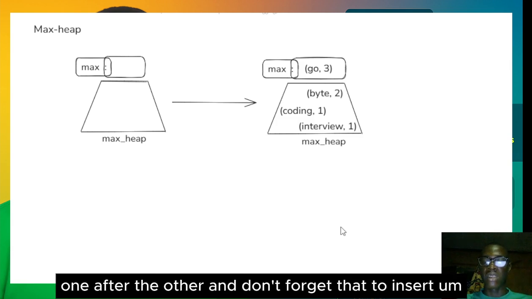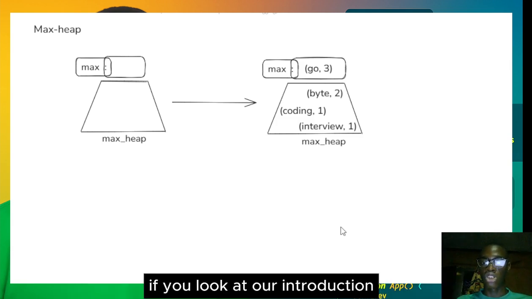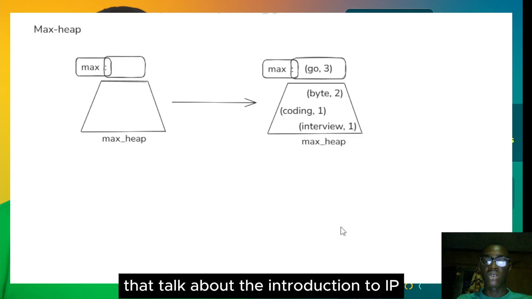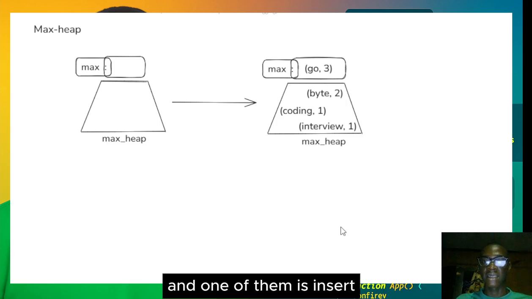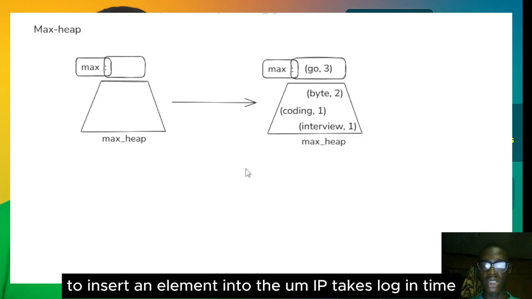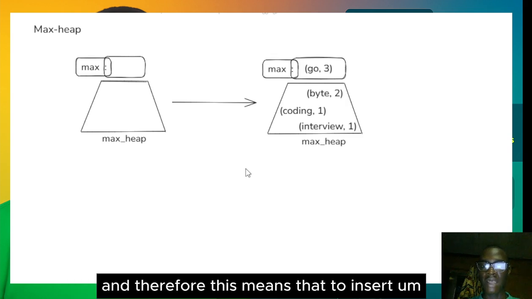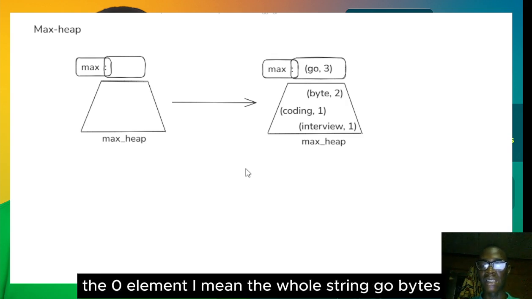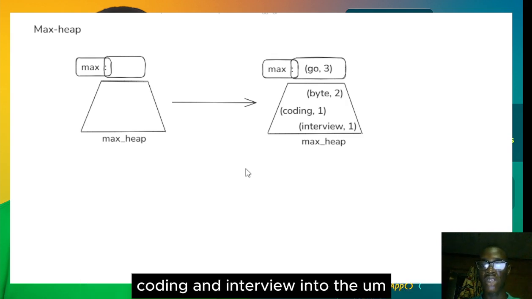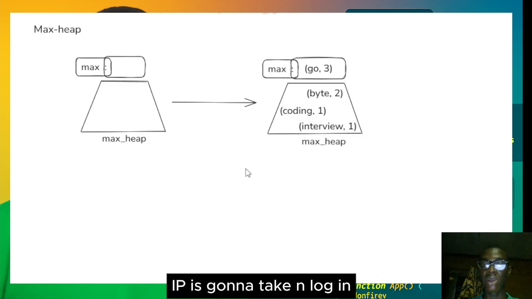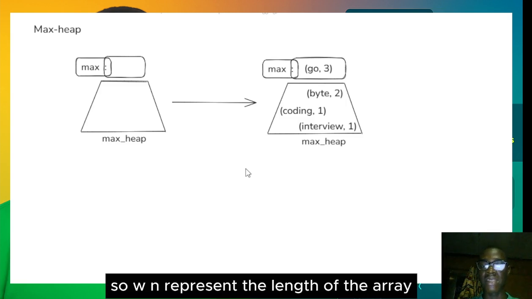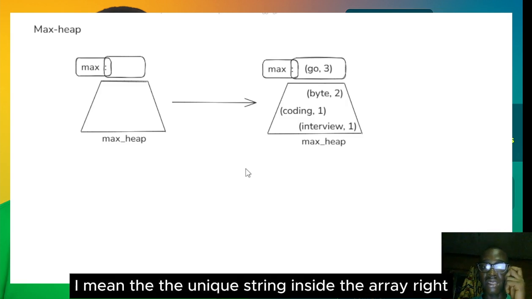And don't forget, if you look at the previous video that talks about the introduction to heap, we have some common heap operations, and one of them is insert. To insert an element into the heap takes log n time, and therefore to insert the whole elements, go, byte, coding and interview, into the heap is gonna take n log n, where n represents the length of the array, I mean the unique strings inside the array, right?